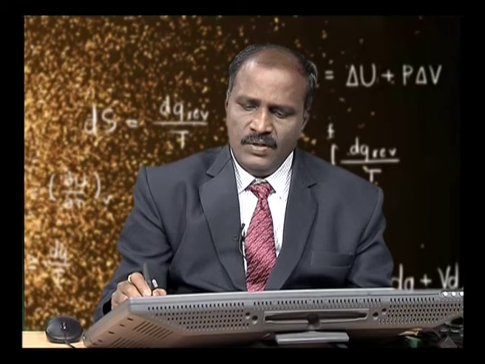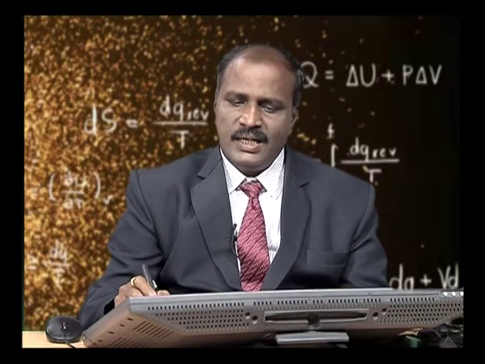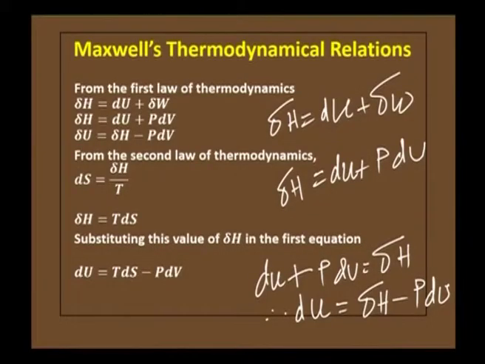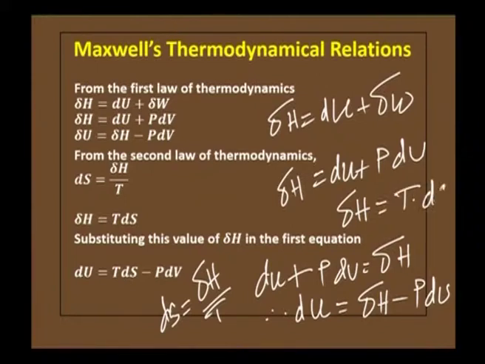But we need to connect delta H and delta S. As per the definition of entropy, we have dS is equal to delta H by T. So, from this we can calculate delta H. Therefore, delta H is equal to T dS. So, you substitute this value of delta H, T dS, in this equation. Therefore, I have dU is equal to T dS minus P dV.